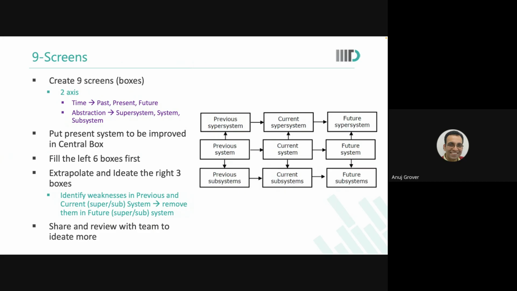Because otherwise, how will you say I will eliminate a function altogether? You have no other way. 9 screen helps you do that. To imagine what is the future of your system and what is the super system. How will the super system evolve? How will the subsystem evolve?